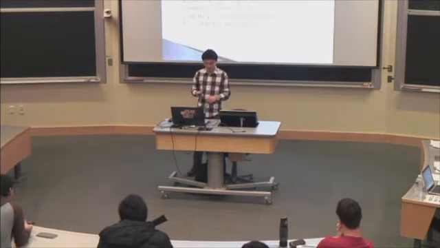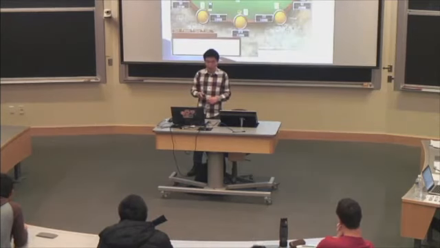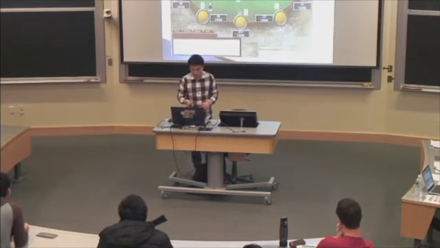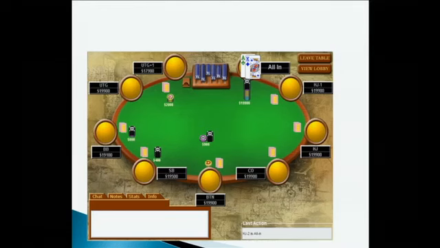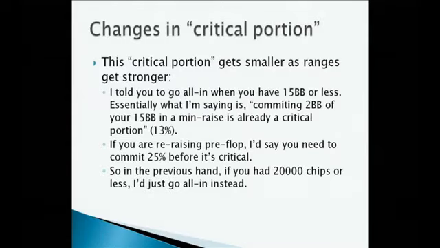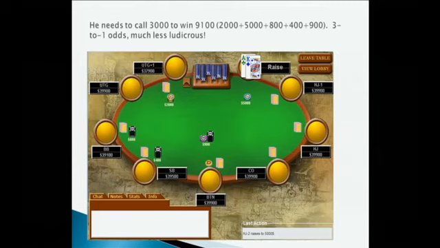Okay, I'm going to skip this slide. But in this case, can we see our stack size? Our stack size is only 20,000. So in this case, I think going all in is a bit big. The thing is, if you're going to re-raise, it's the same principle again: if the amount you re-raise to is more than a quarter of your stack, which means you're sort of committed and can't escape, then you might as well just go all in yourself.